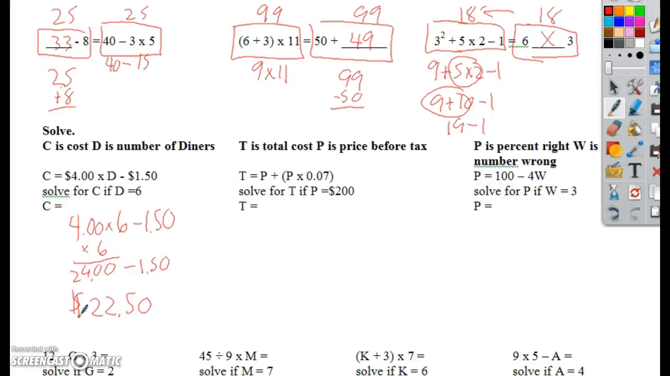This is one about your price if you're getting taxed. So I'm just putting the numbers in. So everywhere I have a P, I'm going to put $200 in. So I got 200 plus parentheses 200 times 0.07.